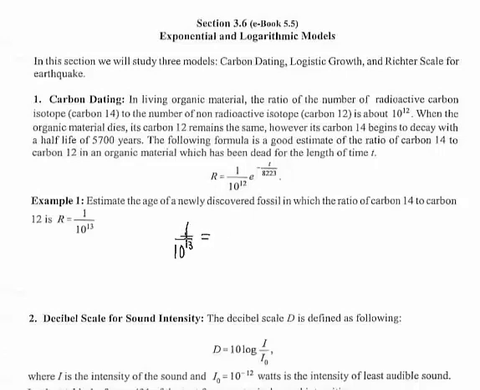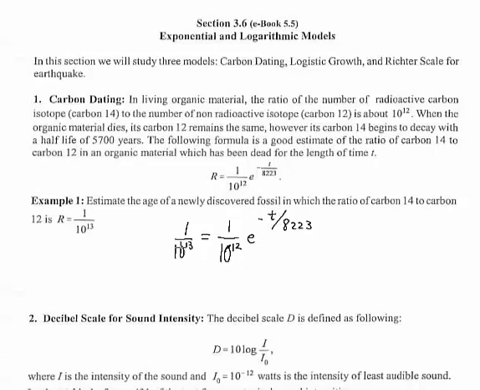And so we write 1 over 10 to the 13th in the place of R, and that equals 1 over 10 to the 12th power times e to the negative t over 8,223. Okay, so what we want to do is just estimate the age, and that would be t. So we want to solve for t.